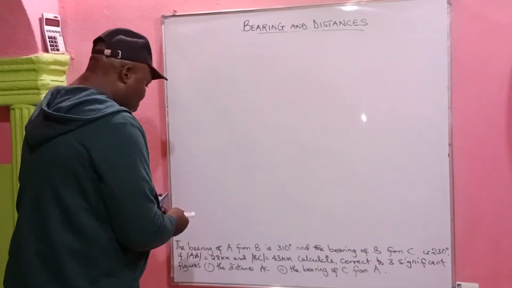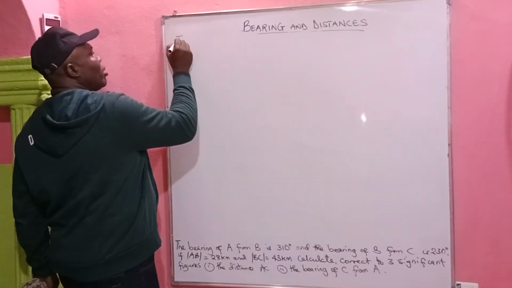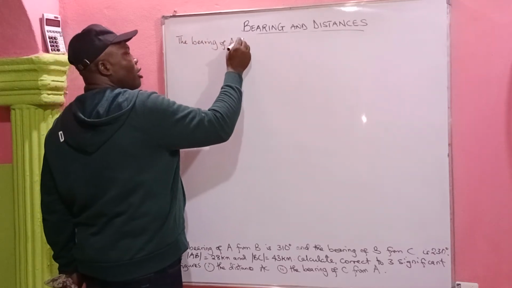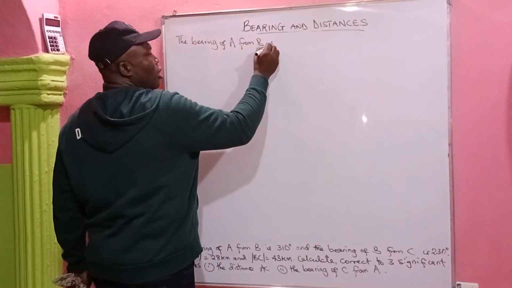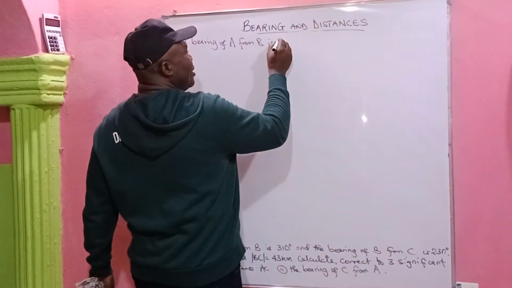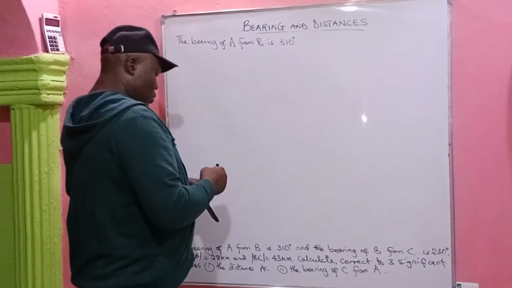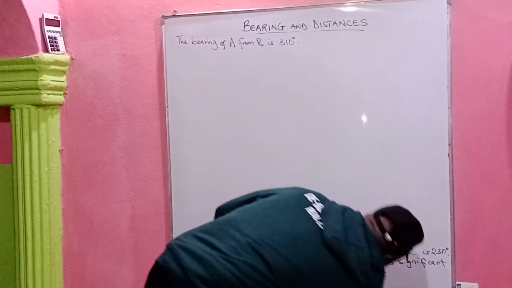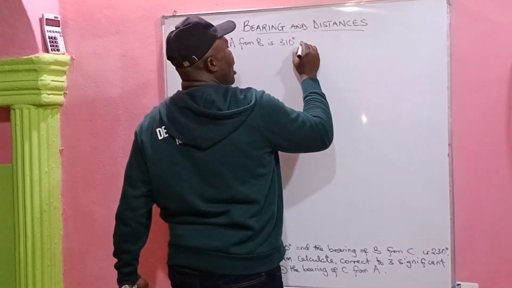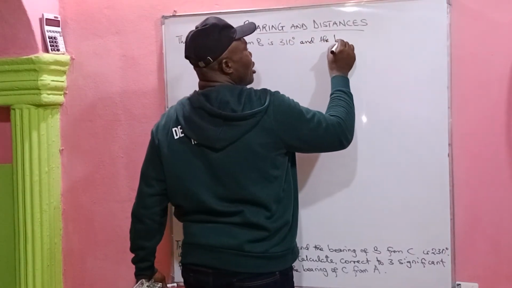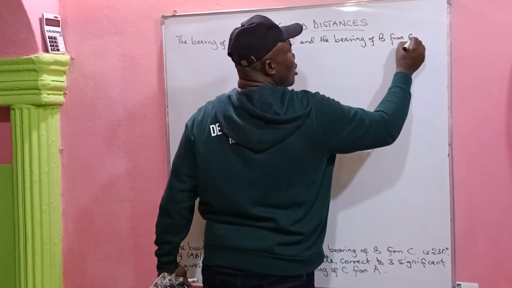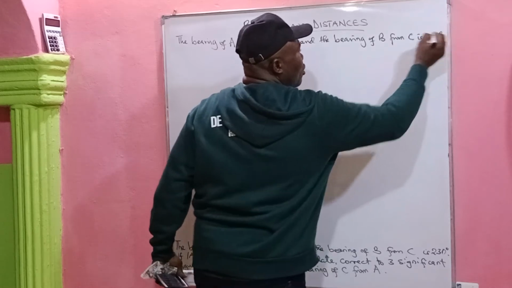So we have a problem on the board here. The bearing of A from B is 310 degrees. We've been given that. And then secondly, they said the bearing of B from C is 230 degrees. We've been given 2 bearings.